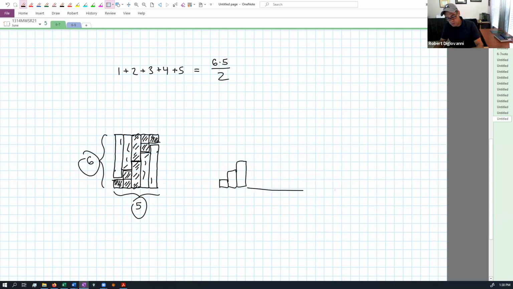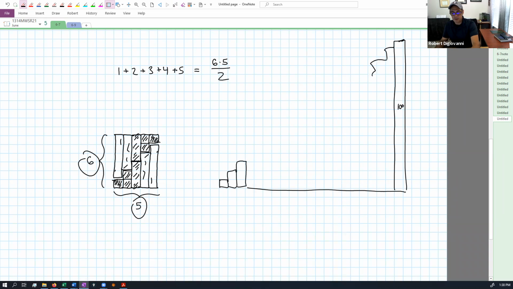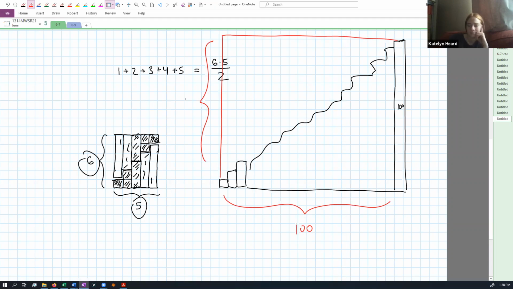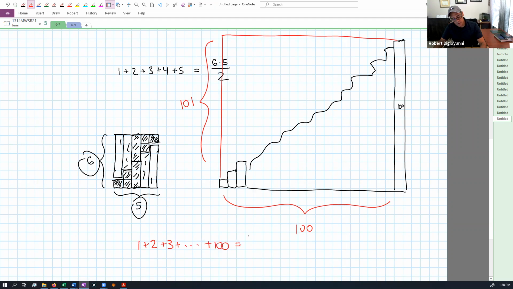So he said, if I want to do 1, then 2, then 3, and then all the way out to, let's say, 100, right? Let's say that last one is 100 tall. And it's got all these steps in it, right? Steps all the way down. If you make a copy of this and flip it over like that, how wide would it be? 100. And how tall would it be? 101. And so if you wanted to add up the first numbers all the way out to 100, this should be 100 times 101. But half of that, same idea, right?